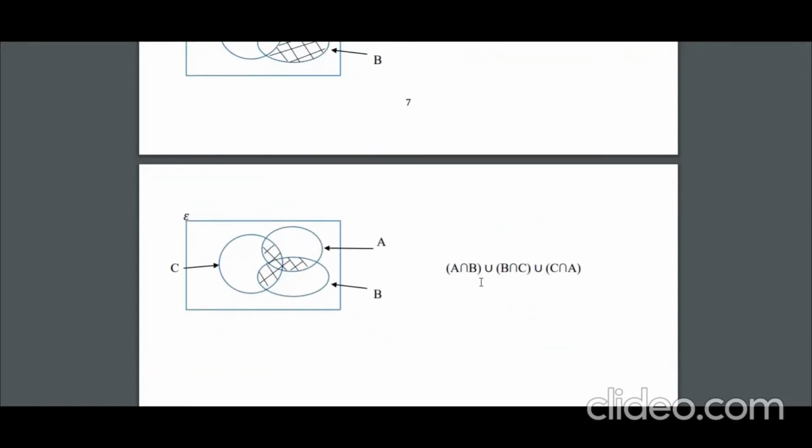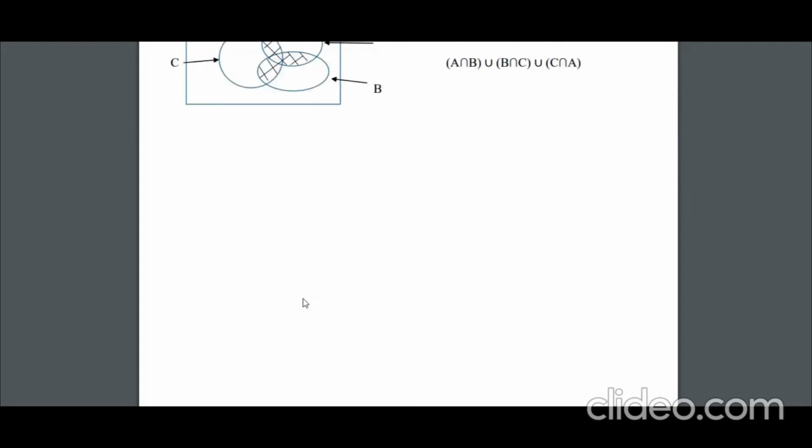Finally, A intersection B union B intersection C union C intersection A. So A intersection B is this. B intersection C is this. C intersection A is this. So the whole thing union is all of those together.